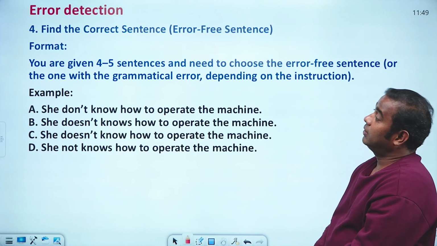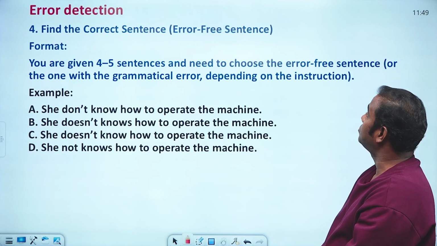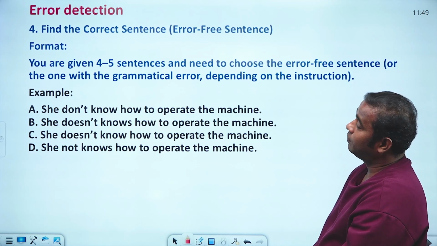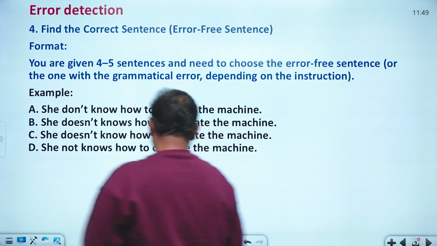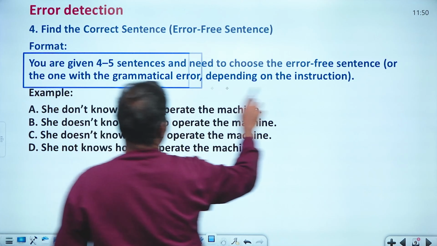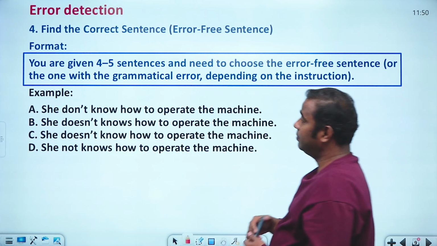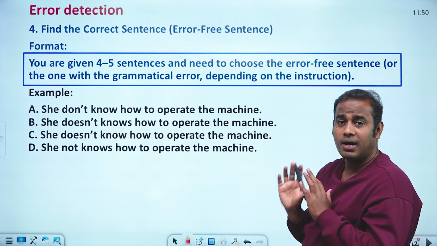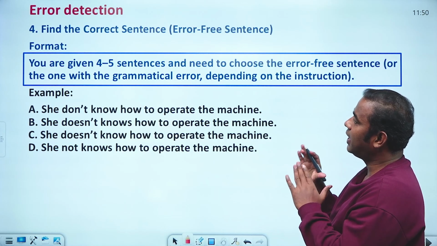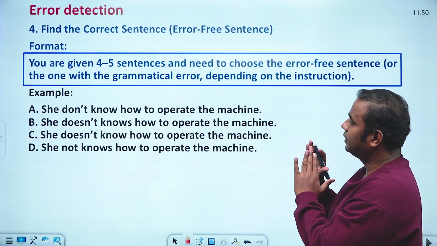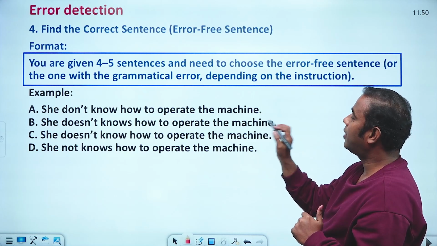The next one is you are given 4 to 5 sentences and need to choose the error-free sentence or the one with the grammatical error, depending upon the instructions. So this is basically the normal standard model, where you decide whether the sentence is error-free or which sentence is the right one. If you look at here, which one is the no error? Okay, so: "She don't know how to operate the machine."